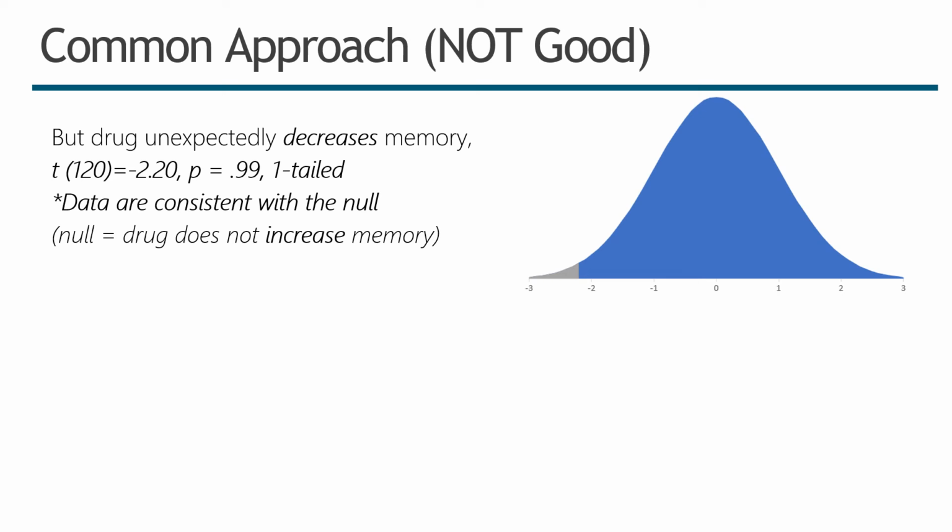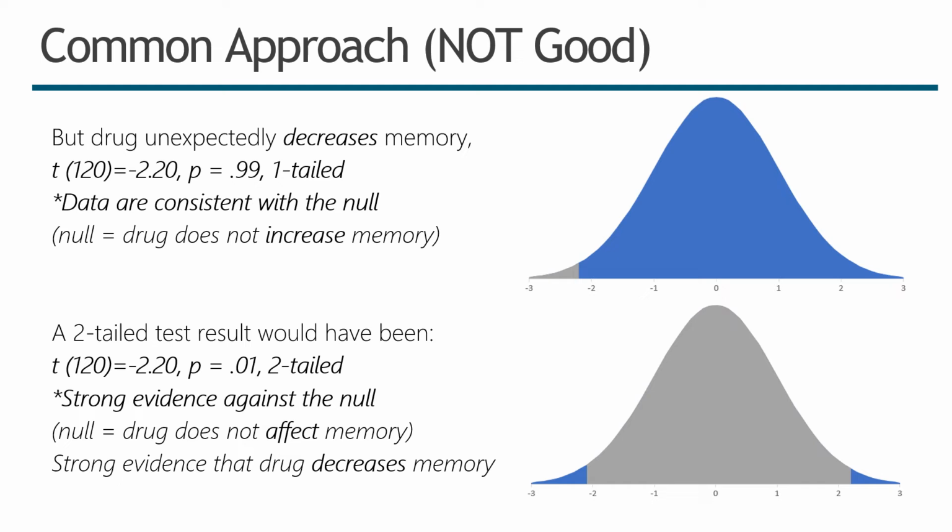If the researcher is testing that one-tailed null hypothesis that the drug does not increase memory, and they, for some unexpected reason, find that the drug actually decreases memory, and they get a result that indicates the p-value is 0.99, they would have very compelling evidence that the data are consistent with the null. It is very compelling that the drug does not increase memory.